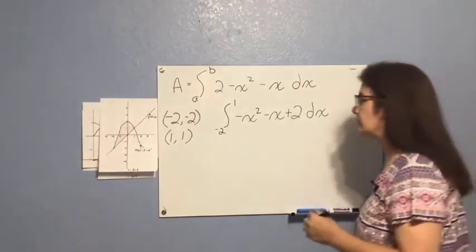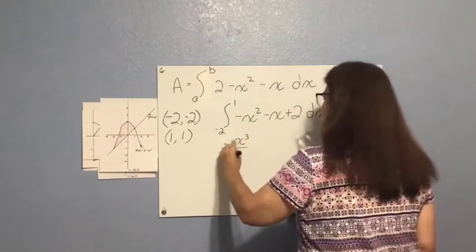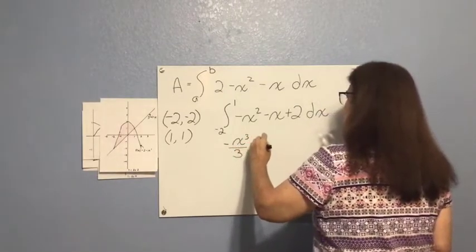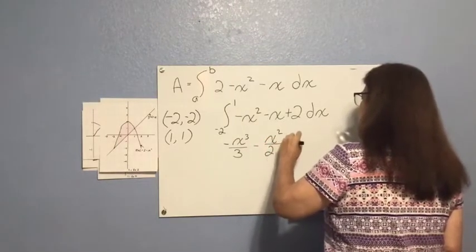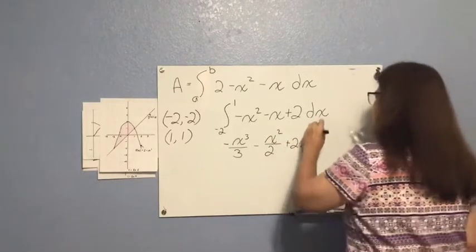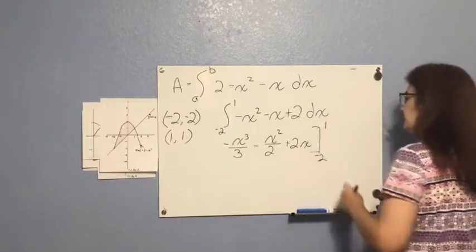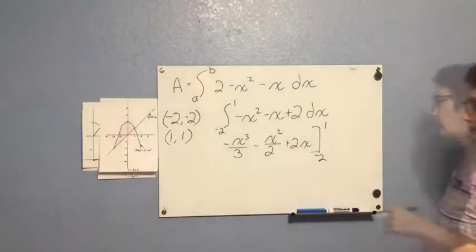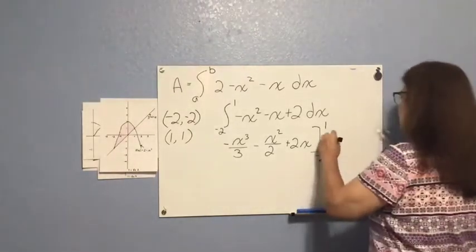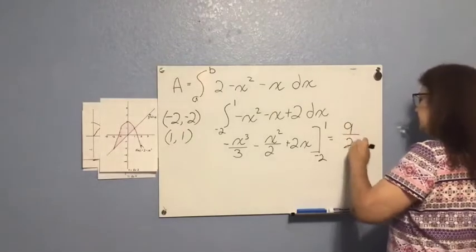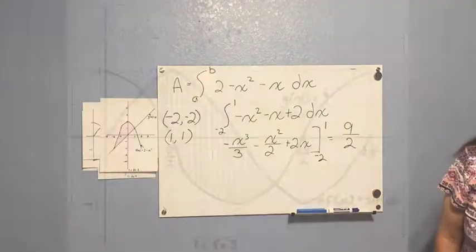Okay, once again, I'm going to integrate. So I'll have negative x cubed over 3 minus x squared over 2 plus 2x, and I want to evaluate from -2 to +1. Okay, and when I do that, I end up with 9/2. So that's the area of that region.